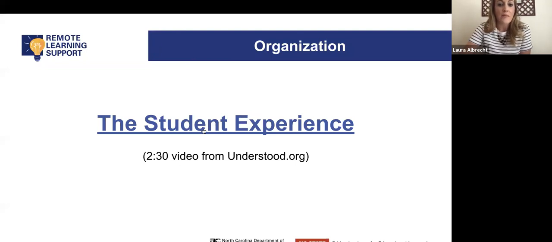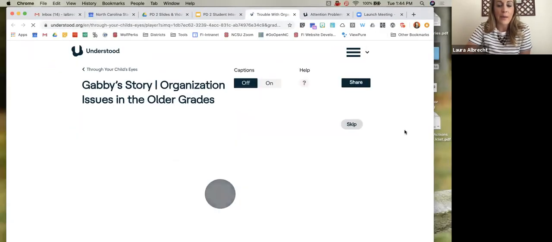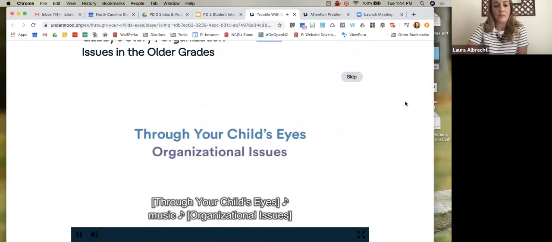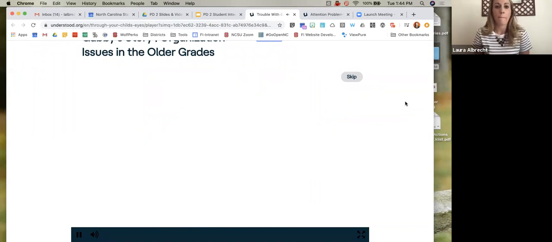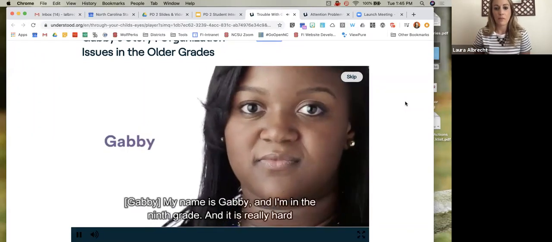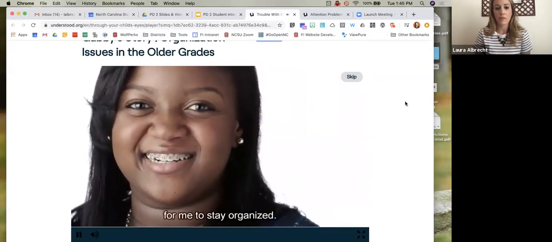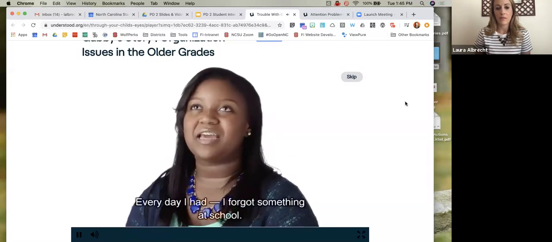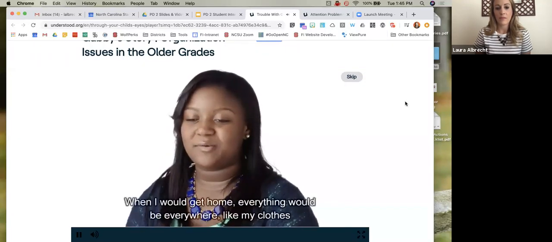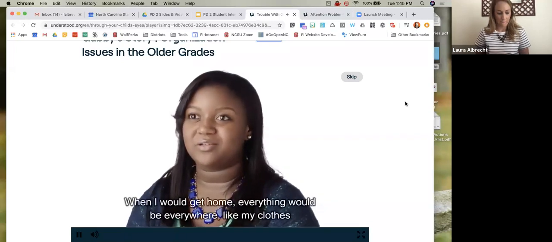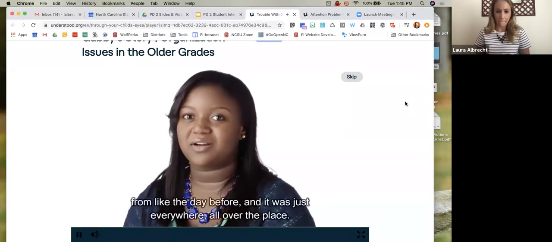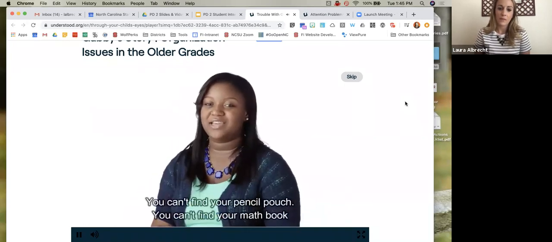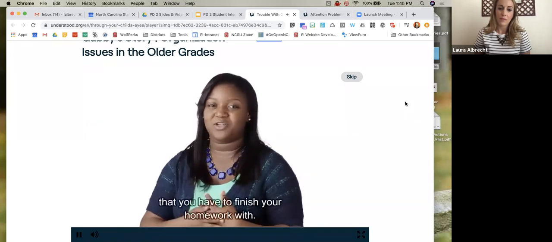But this is a 9th grade student named Gabby, and she explains her experience struggling with organization. My name is Gabby, and I'm in the 9th grade, and it is really hard for me to stay organized. I could never find anything. My notes would be all over the place. Every day I forgot something at school. When I would get home, everything would be everywhere, like my clothes from the day before, just all over the place. You can't find your pencil pouch, you can't find your math book that you have to finish your homework with.